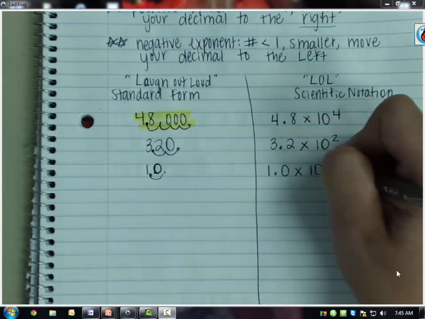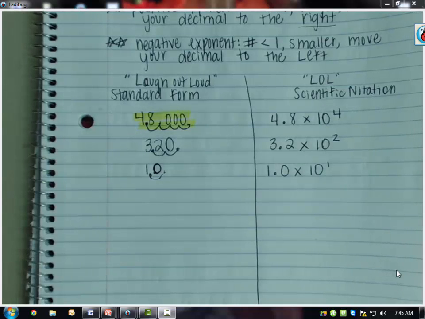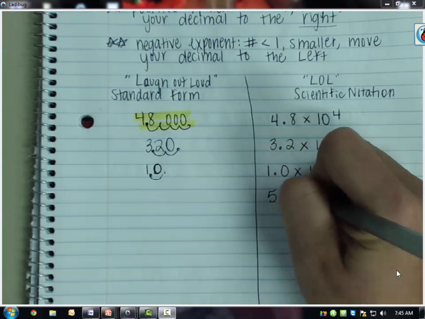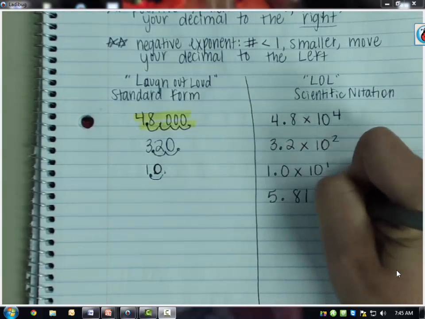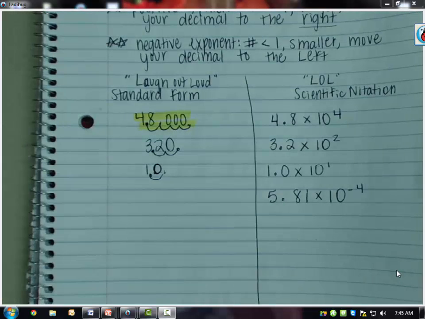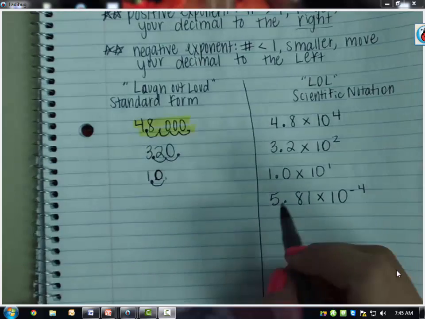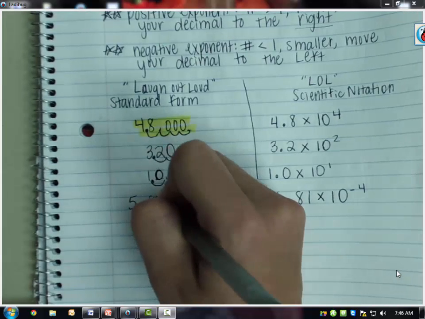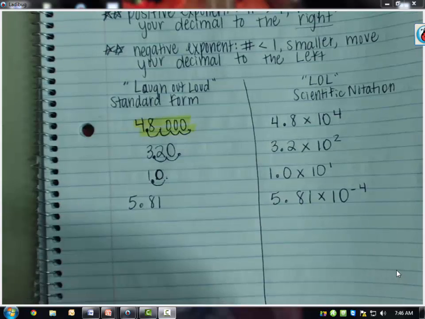What if we flip-flopped it? What if I gave you this side? What are we going to do? And then I trick you up and I give you a negative exponent. Alright, so what you're going to do is rewrite this number over here, 5 81/100. I see that my exponent's negative, so I know my number's going to be smaller than 1.